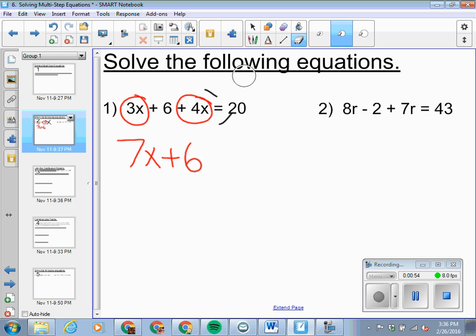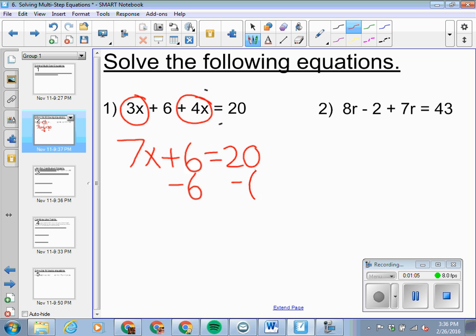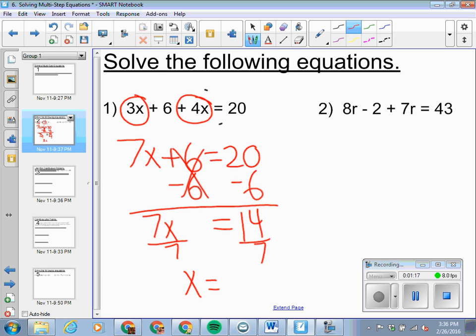And now we can come back and look at our right side. 7x plus 6 equals 20, which is now a 2-step equation. Subtract 6 from both sides. Gives us 7x equal to 14. Divide both sides by 7. X equals 2. If you want to pause the video and try number 2 on your own, you can. I'm going to go through right now and solve it.